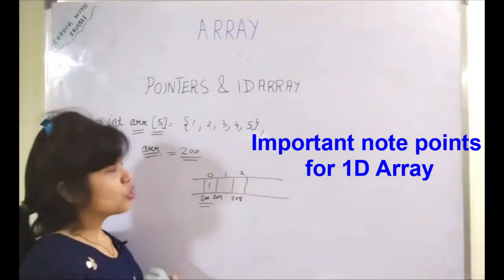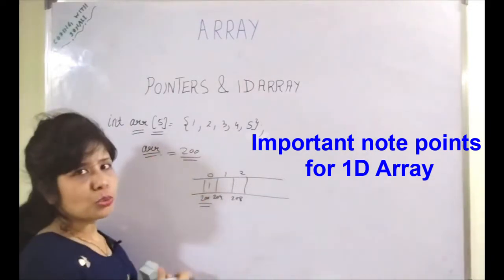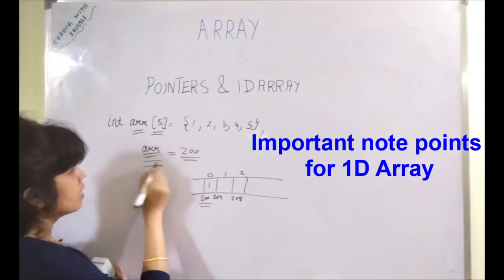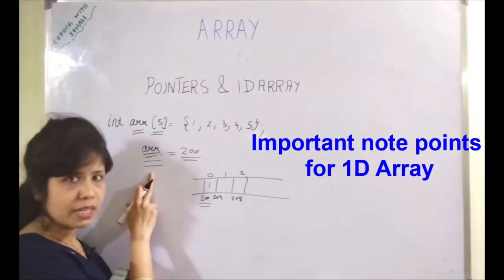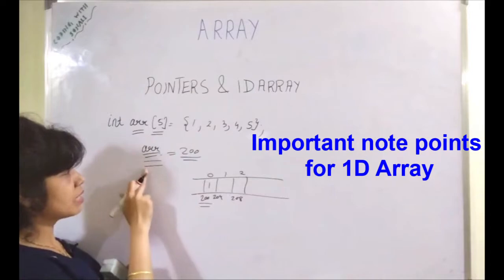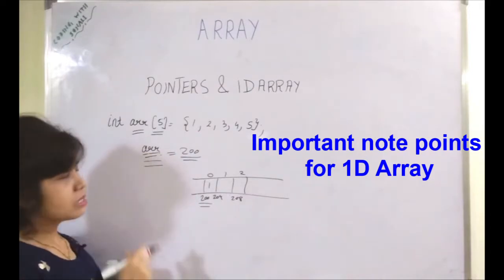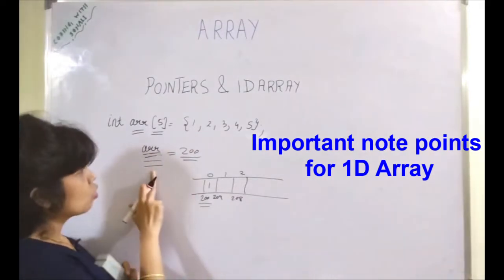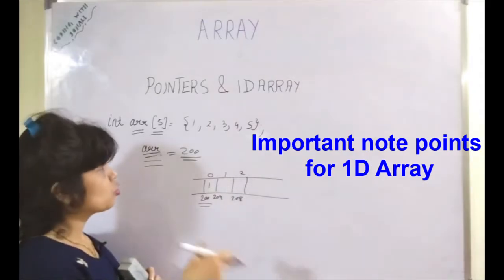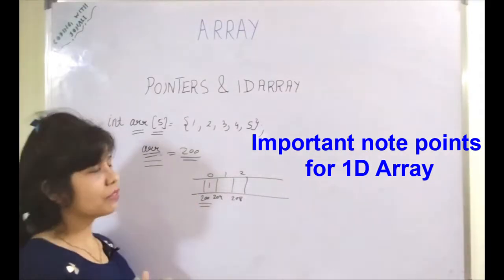You cannot change this pointer to point to another location, and that is why it is said that you cannot perform incrementation as well as decrementation on this array base address, because this is a constant pointer. You cannot change it to point to another variable.